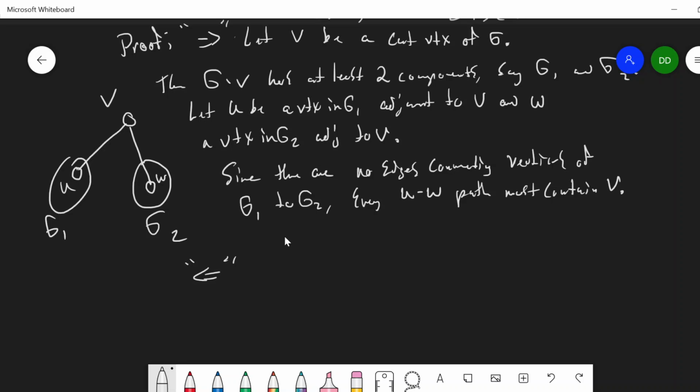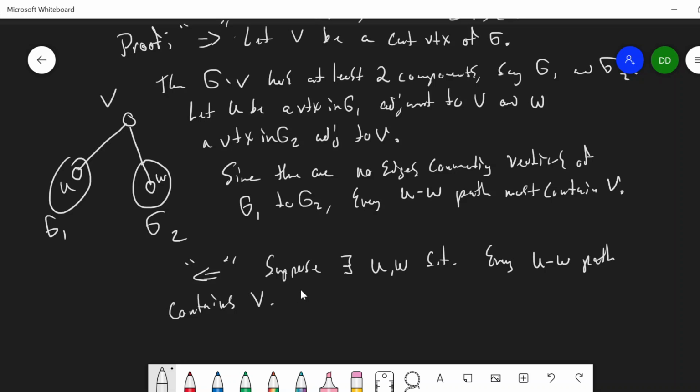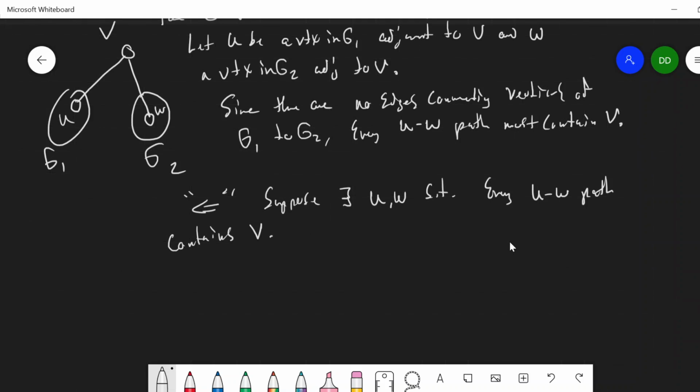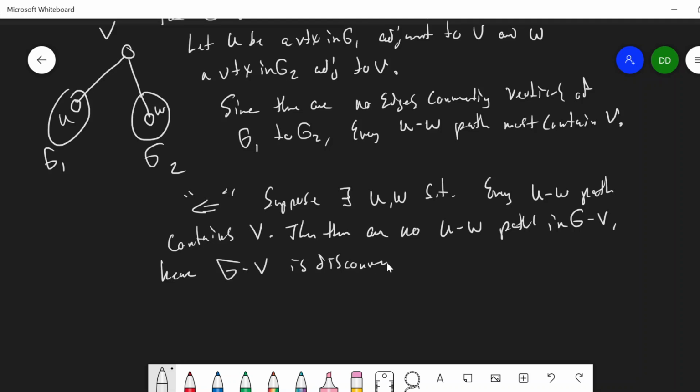So let's take a look at the other direction. Suppose there exist two vertices U and W such that every UW path contains V. And I want to conclude that G minus V is disconnected. Well, if every UW path contains V, and I remove V, then there are no UW paths. So there are no UW paths in G minus V. Hence, G minus V is disconnected. There exist two vertices that are not connected in G minus V, and so G minus V is disconnected.